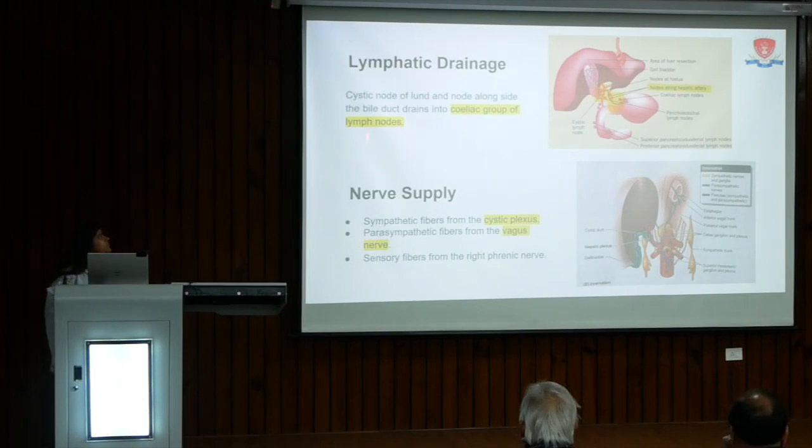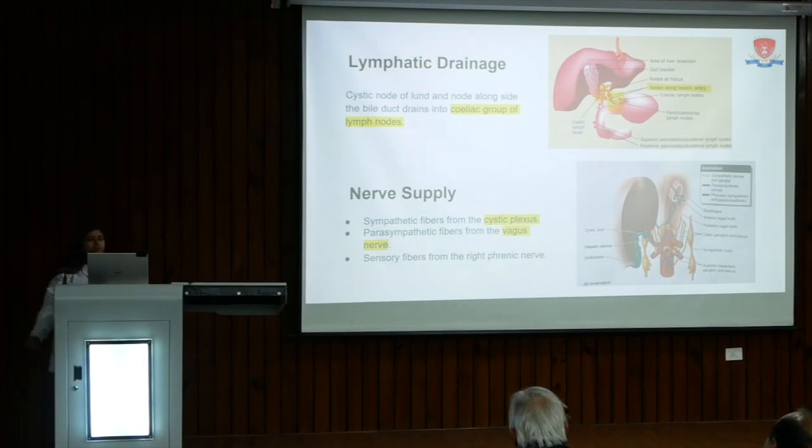Lymphatic drainage. The cystic node and nodes along the side of the bile duct drain into the celiac group of lymph nodes. Nerve supply of the gallbladder. Sympathetic fibers arise from the cystic plexus, parasympathetic from the vagus nerve, and sensory from the right phrenic nerve.